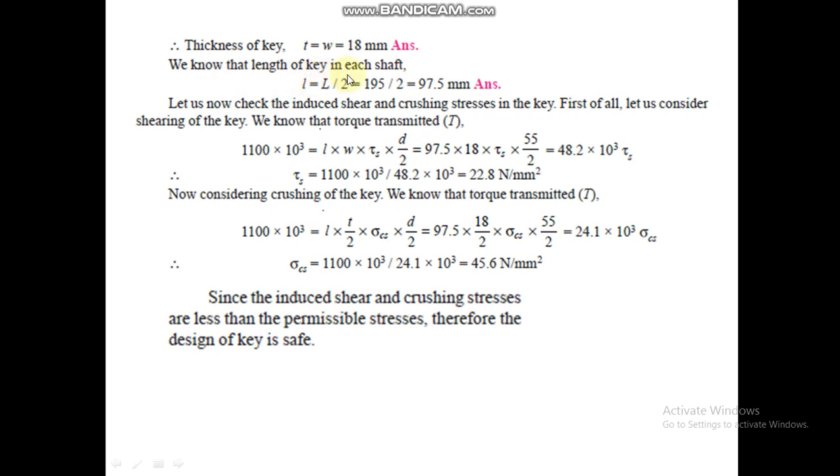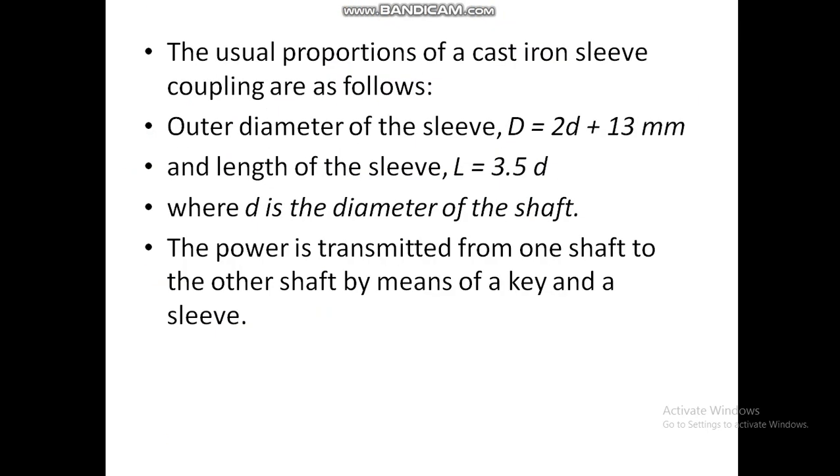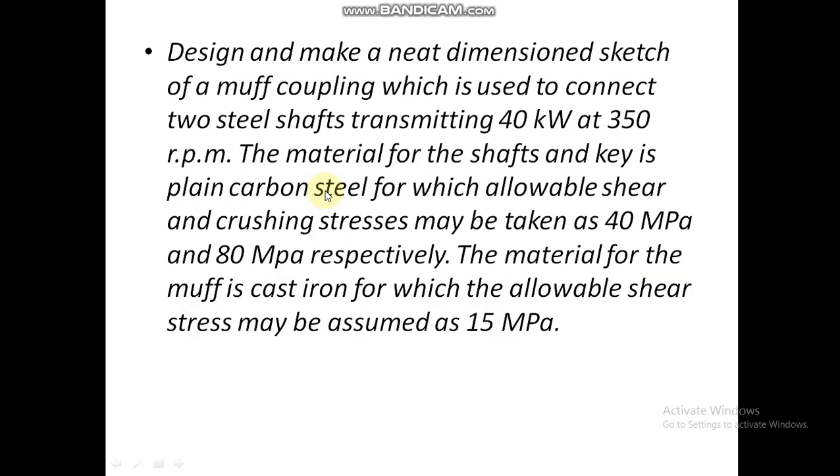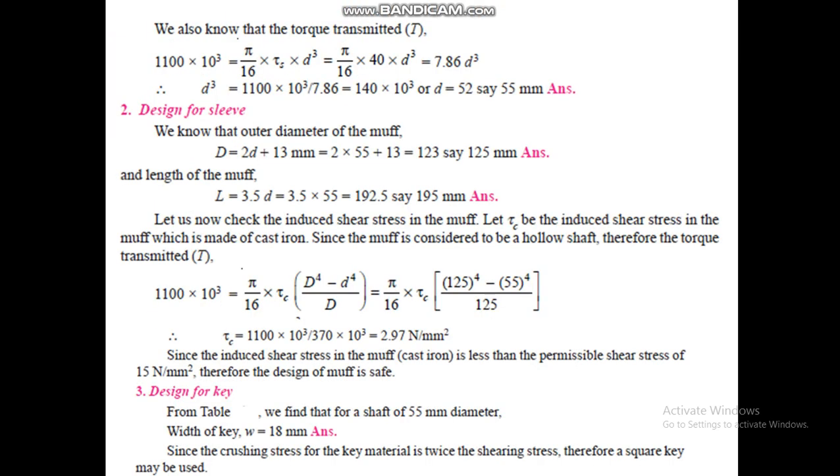Now we have to find the length of the key. Length of the key we can calculate as L by 2, that is the length of the muff divided by 2. So see in this diagram, the key will have the length which is at least equal to the length of the muff by 2, means half of the key on the right side and half of the key on the left side. So the length of the key will be L by 2.